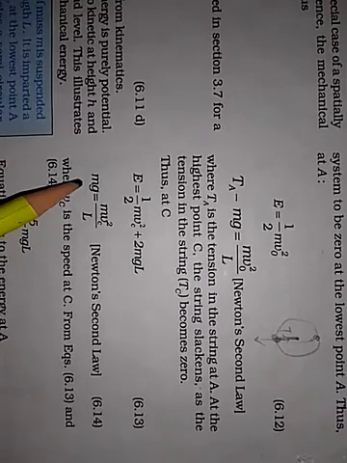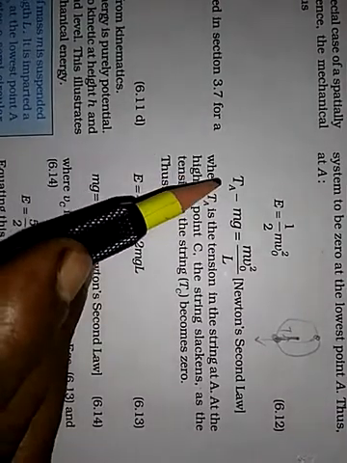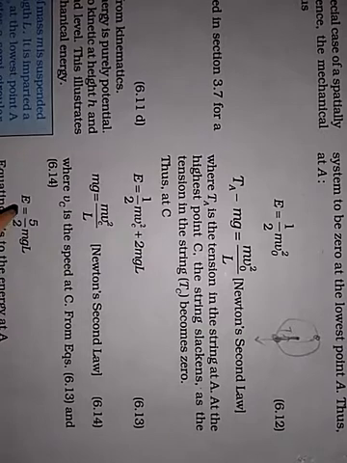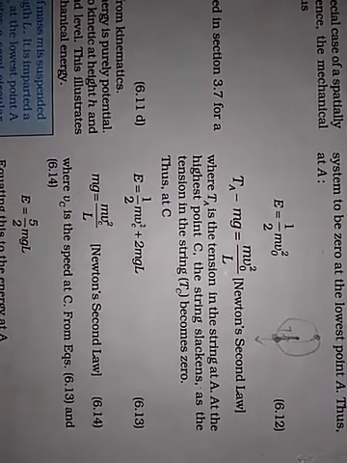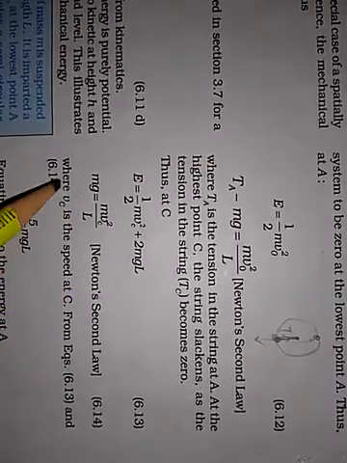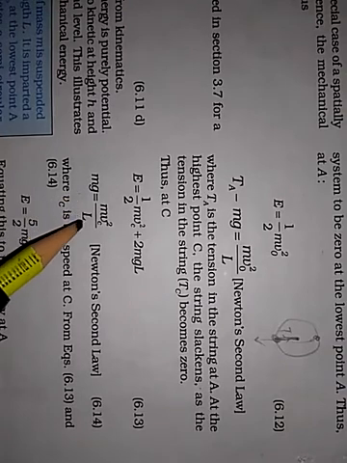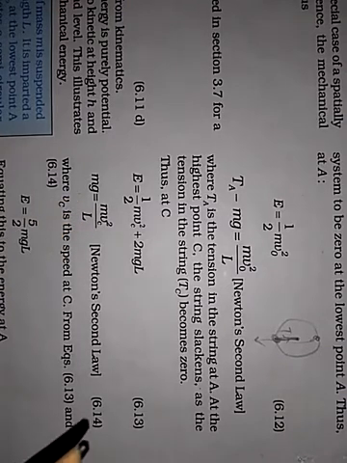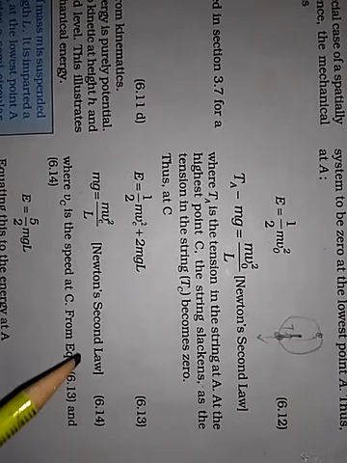So Ta is missing because tension is 0 at point C, therefore we have mg which is acting downwards. mg should be equal to mvc square by L. This is by Newton's second law.